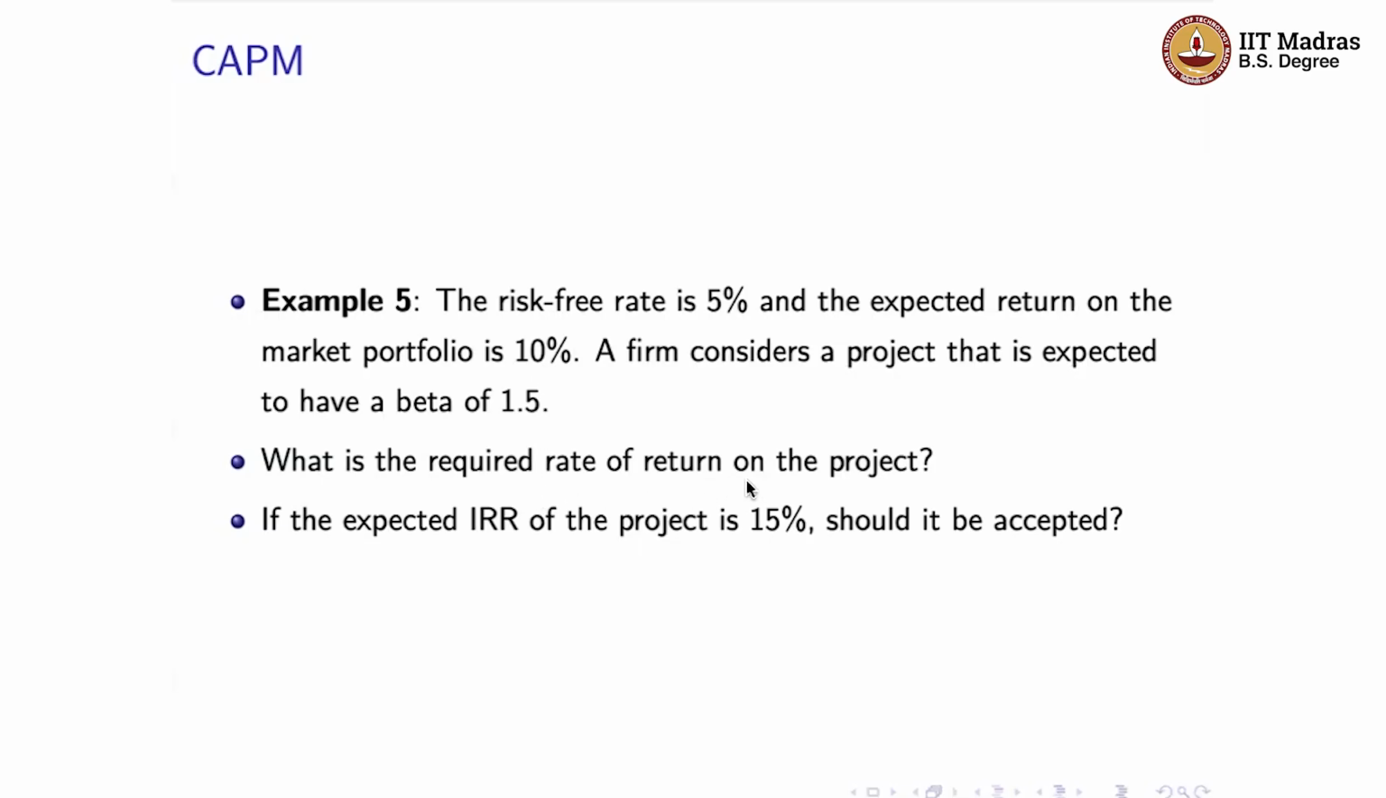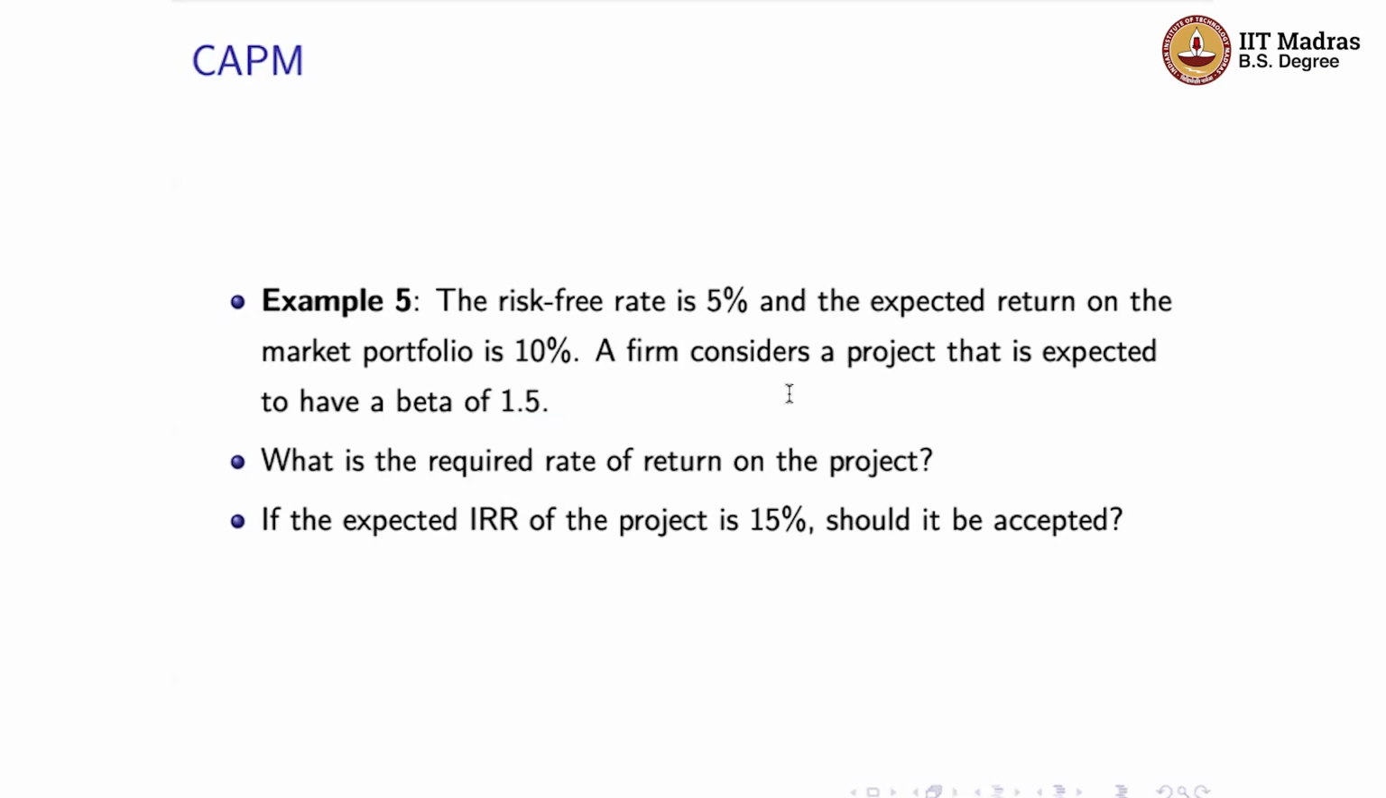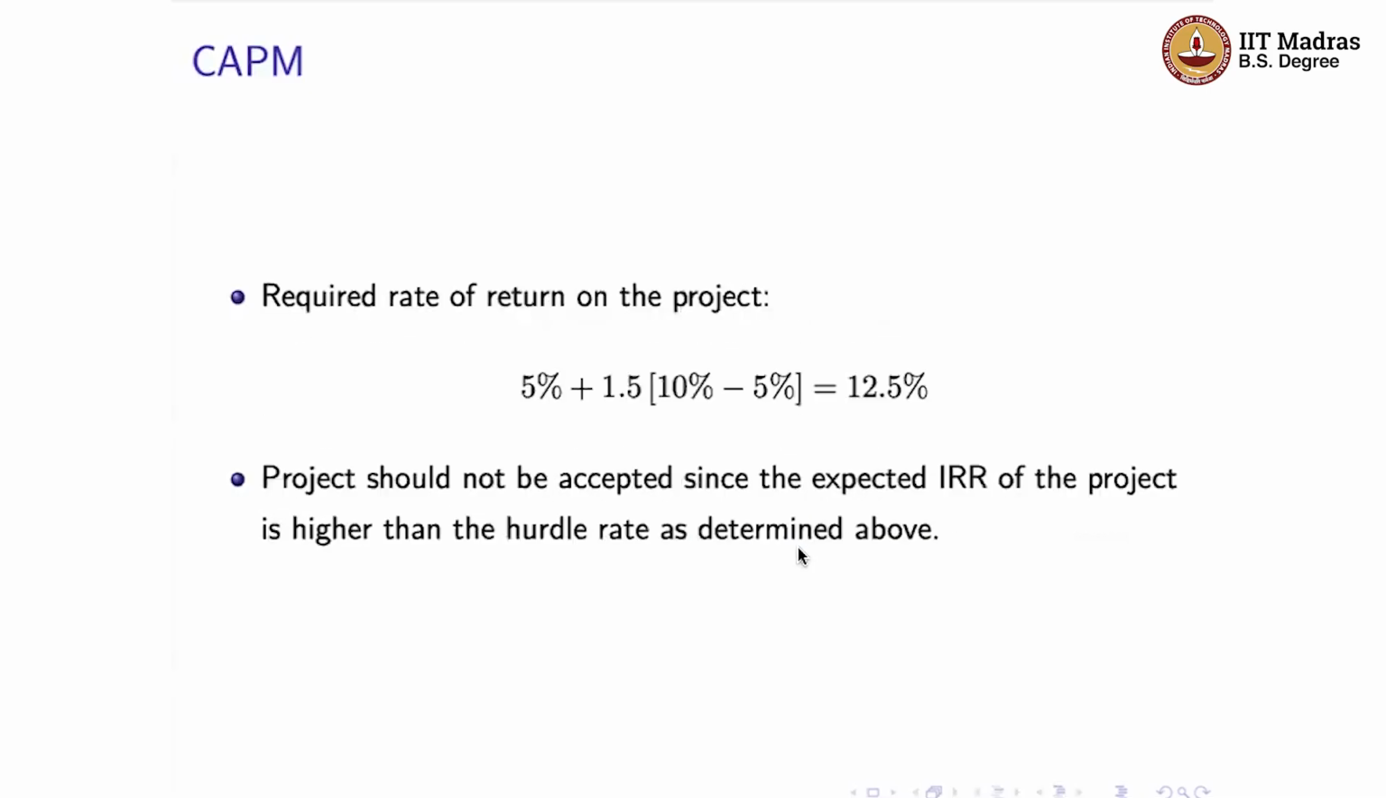So what's the required rate of return? We can directly plug in these numbers in the CAPM formula. This is the risk-free rate, 5%, plus beta, 1.5, times the equity premium, which is 5%. So you end up getting 12.5%. Remember the criterion for taking up projects under the IRR rule: the IRR should have been more than the required rate. Here the expected IRR of 15% is higher than the 12.5% rate that we have determined.